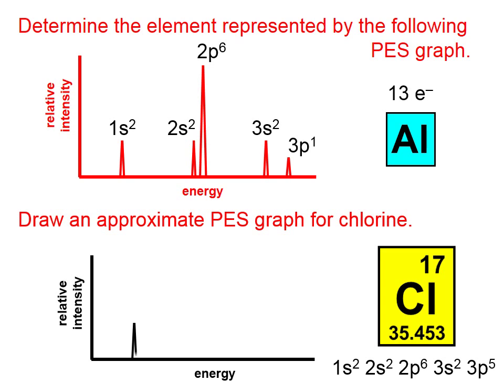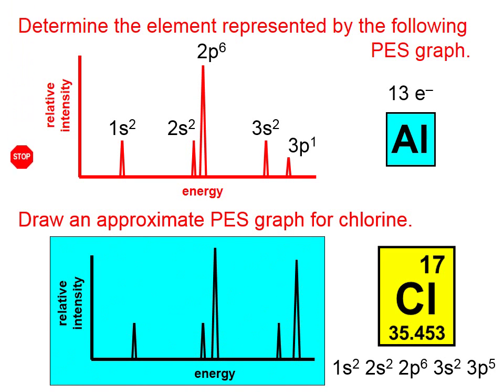We would draw a 1s2 blip, a 2s2 blip at a lower energy. Remember, the energies go from highest on the left to lowest on the right. 2p6, 3s2, and now 3p5. Remember that the number of electrons is indicated by the height. So we would expect a blip not quite as high as the 2p6 blip, 3p5.